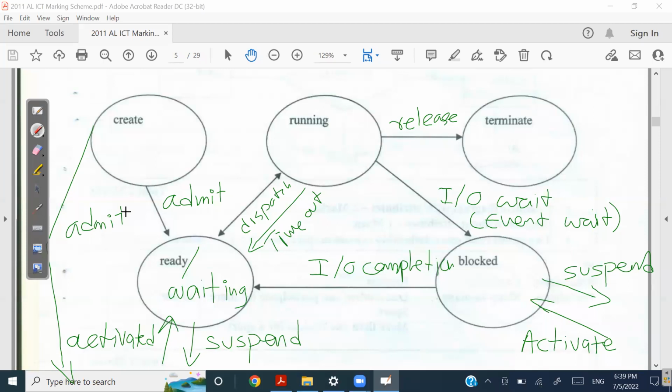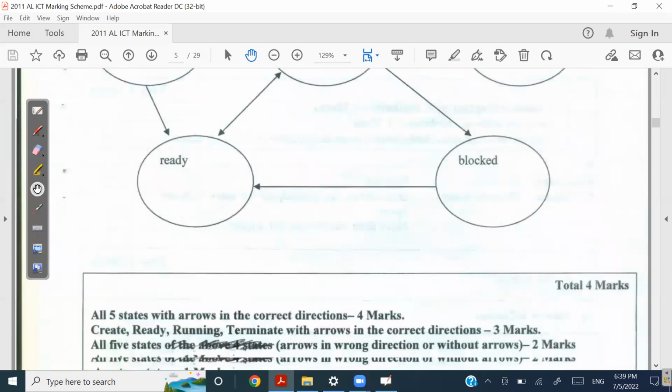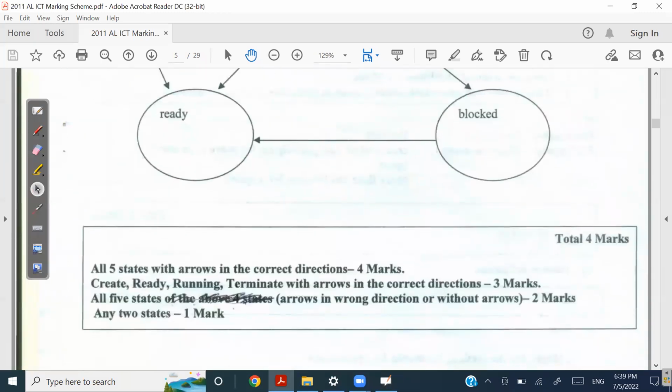So it's better you remember all the states and all the reasons for these transitions to happen. But for this particular question, they were not considering that, just this particular diagram. So if you have drawn it only for this paper, you will be given 4 marks.